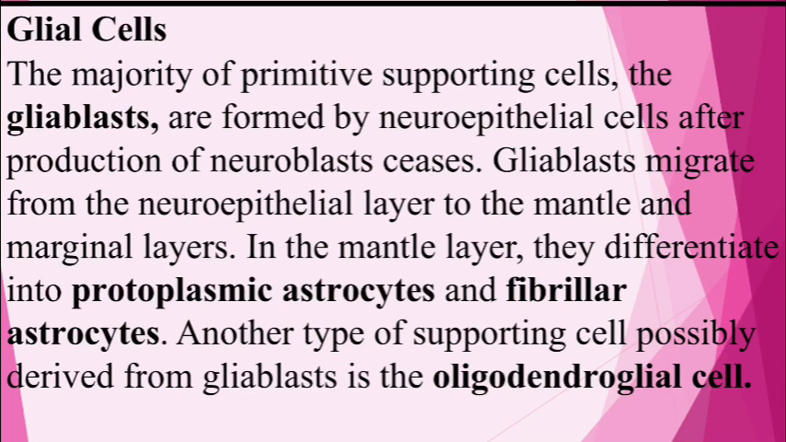In the second half of development, you also see a third supporting cell, what we call the microglial cell. It appears in the central nervous system. This microglial cell is highly phagocytic and it is derived from mesenchyme. Then don't forget that when the neuroepithelial cells cease to produce neuroblasts and glioblasts, they differentiate into ependymal cells. The ependymal cells line the central canal of the spinal cord.